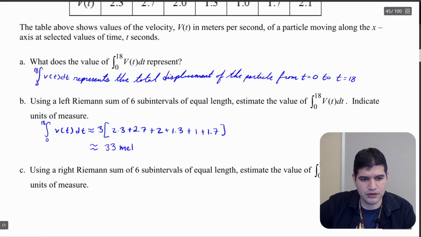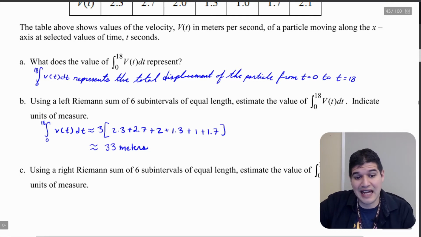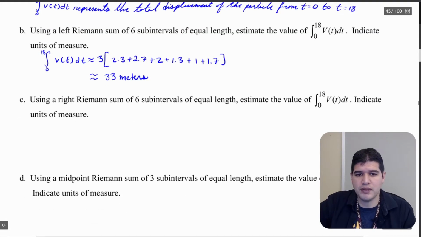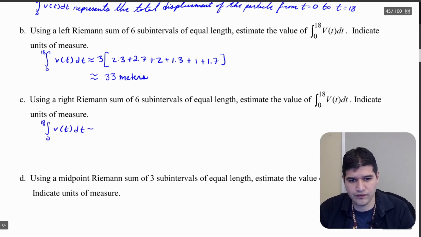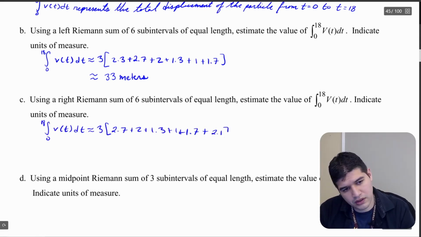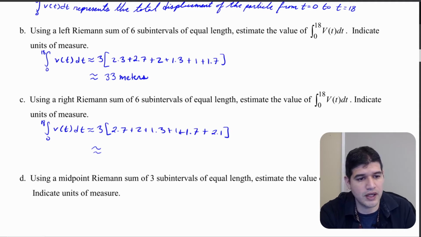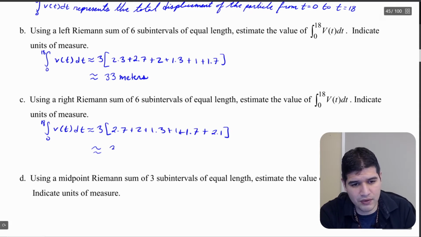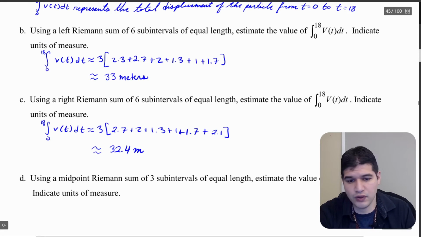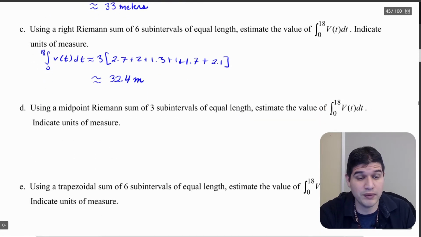So now I want to do the exact same thing in this next question, but I want to use a right Riemann sum. When I add all those up and multiply that by 3, I'm going to get about 32.4 meters.